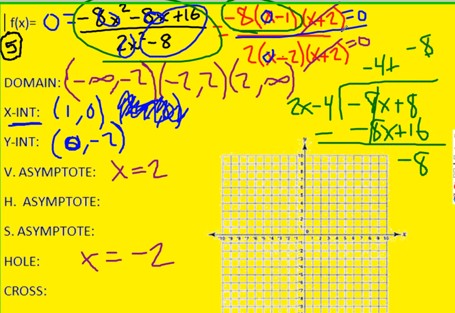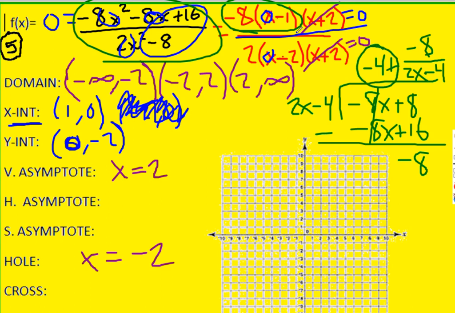And be careful here with your denominator. Your denominator is what you divided by, so the 2x minus 4. And again, it's a lot easier and absolutely more prudent to do it this way, because you're going to get some extra guys in your remainder if you try to use the original long division.